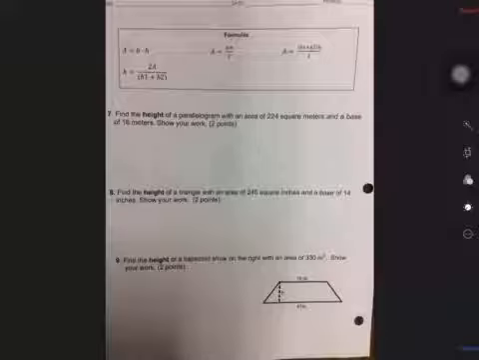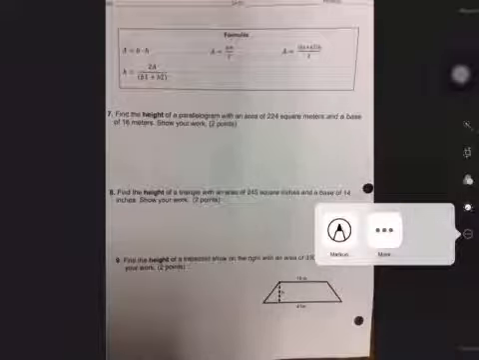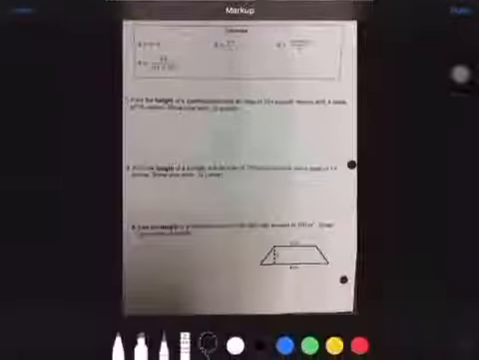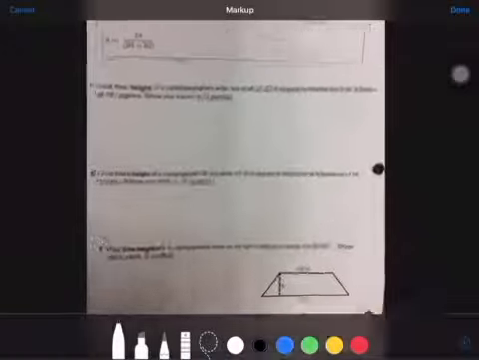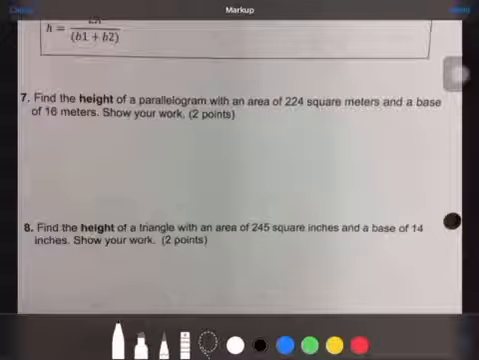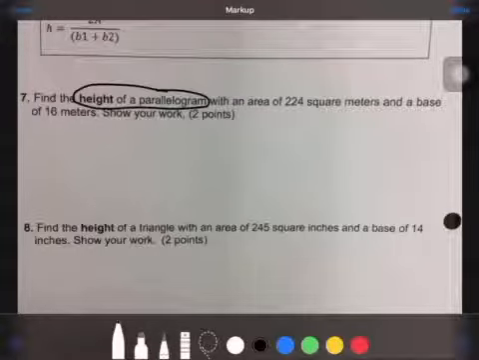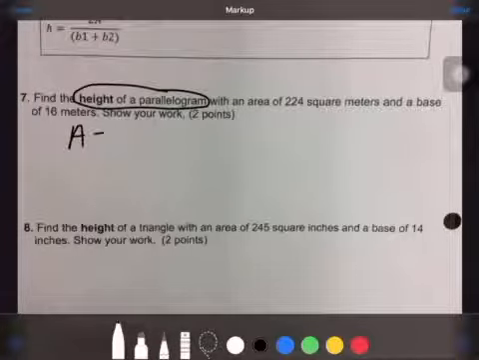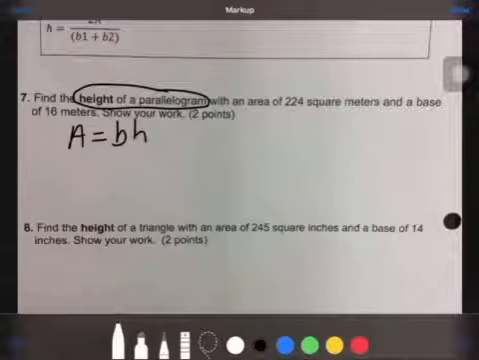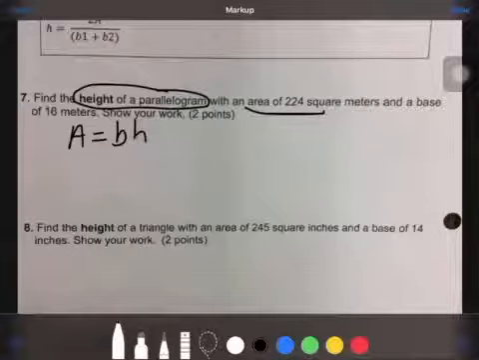Page 2. Okay, this seemed to be the page where a lot of people lost points, so it would be a really good one to make sure you are correcting and understand how to do these. So for 7, it says to find the height of a parallelogram. So when we have parallelograms, all we have is the same formula. Area is equal to base times height. Okay, it tells us the area, and it tells us the base.